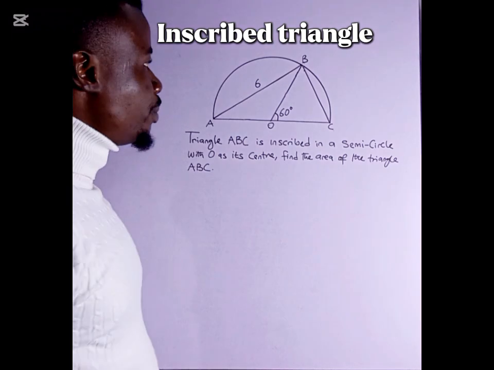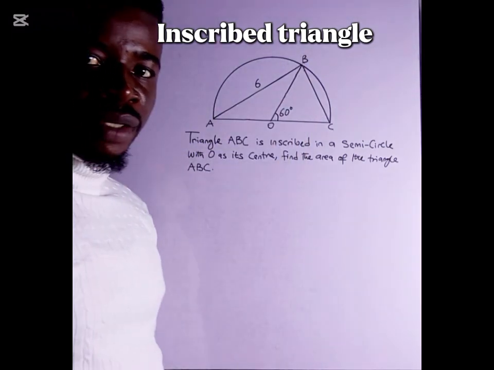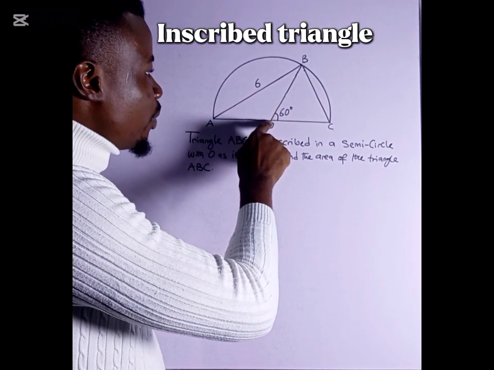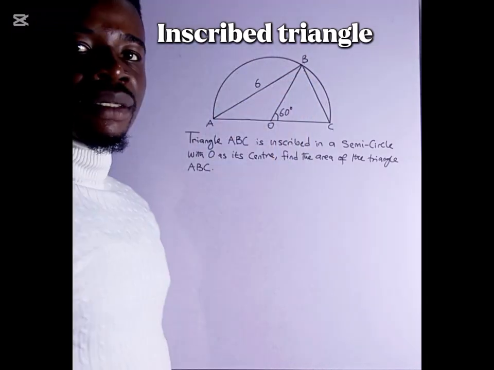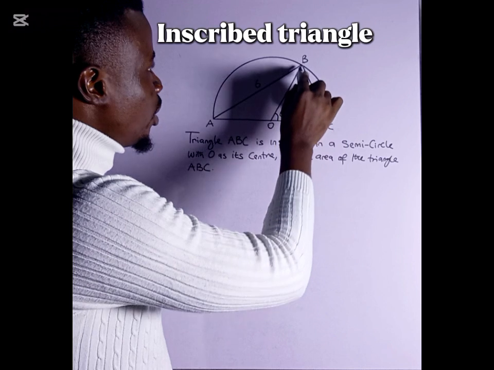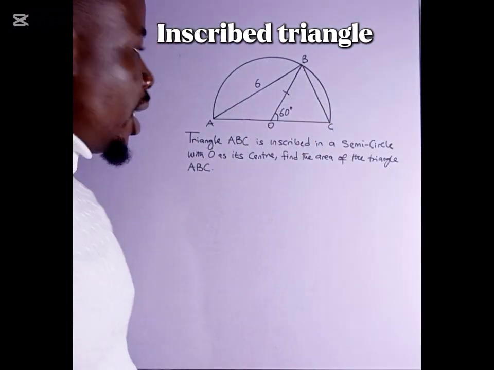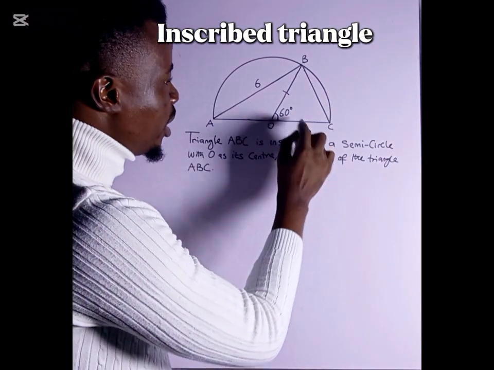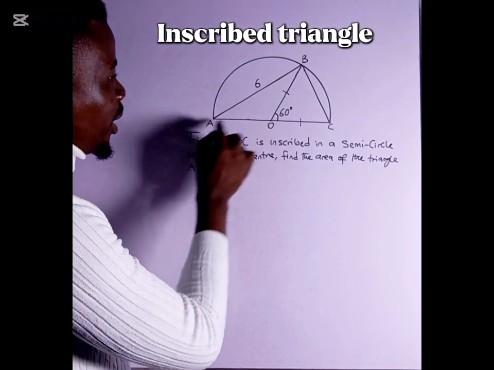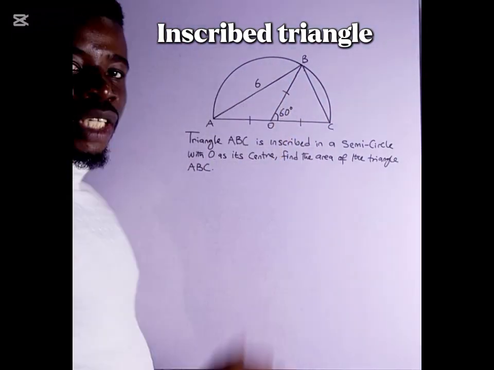Now, if you look at the diagram, you can see that OB is a radius of the circle. Why? A radius of a circle is a line drawn from the center of the circle to any point on the circumference. So you can see line OB is drawn from the center to the circumference of the circle. So this gives us a radius of the circle. Likewise, line OC is also a radius. You can see drawn from here to this point, and line OA is also a radius.